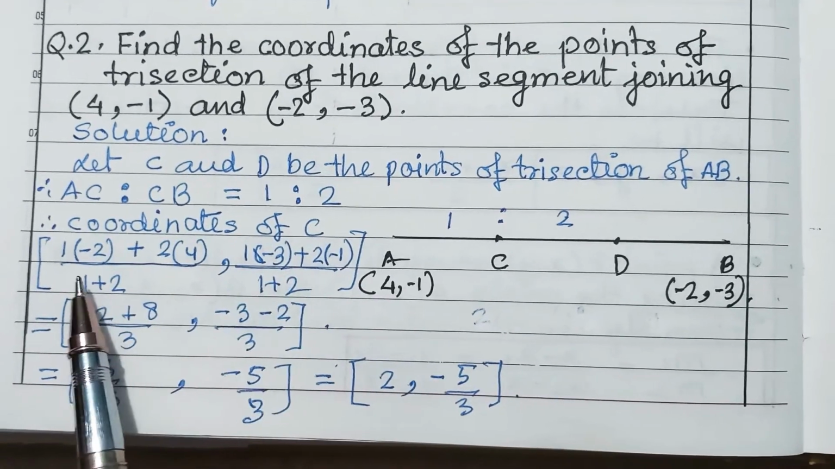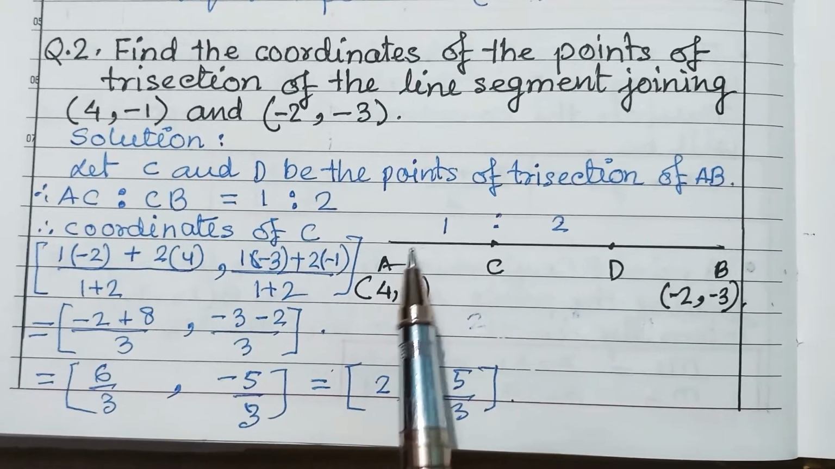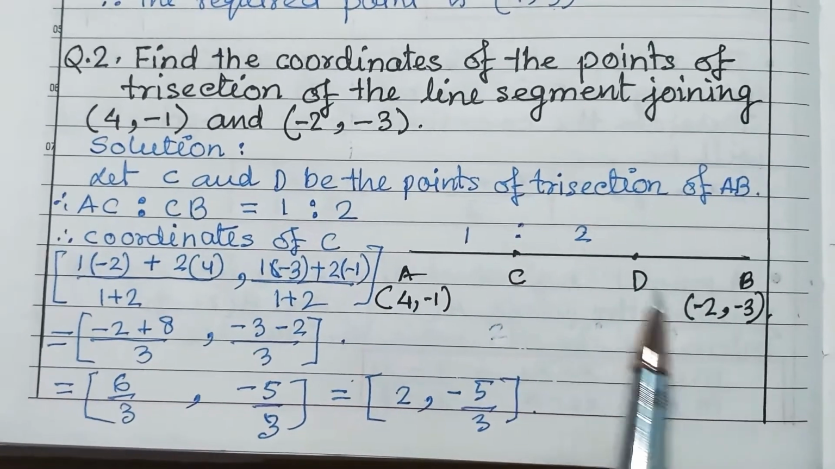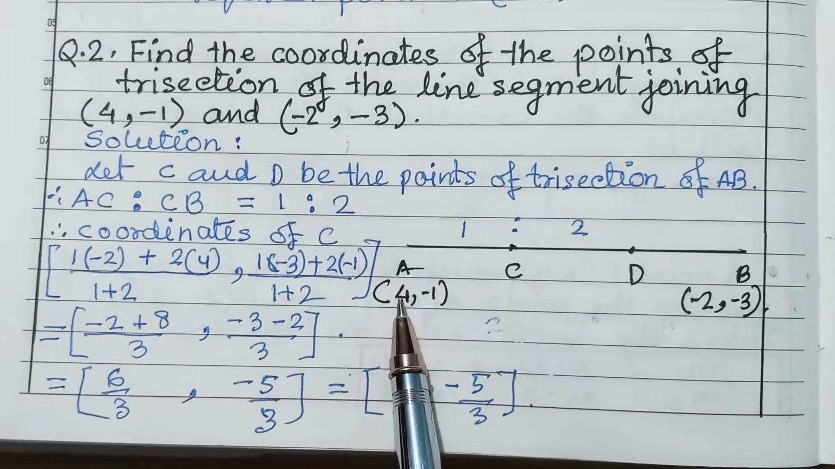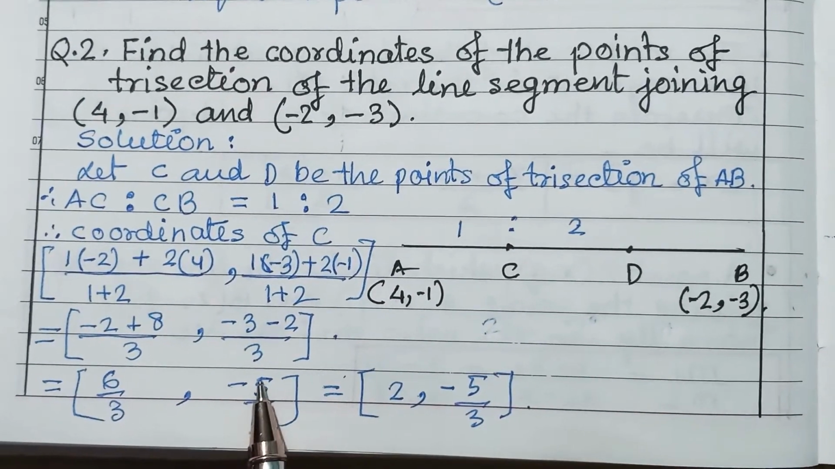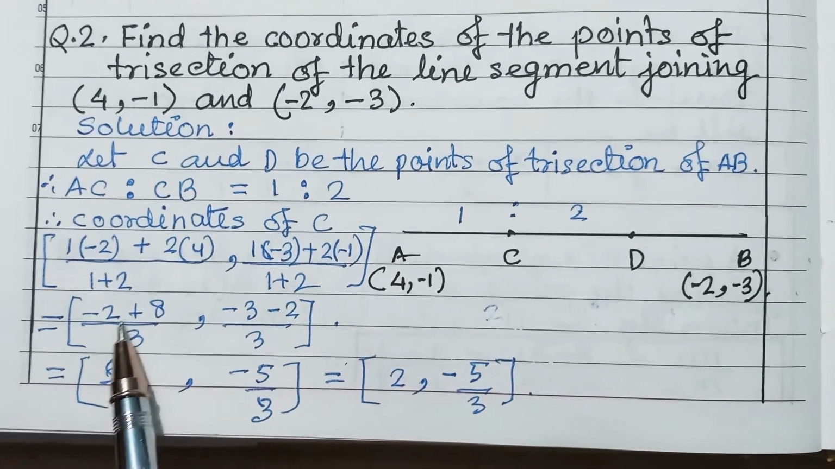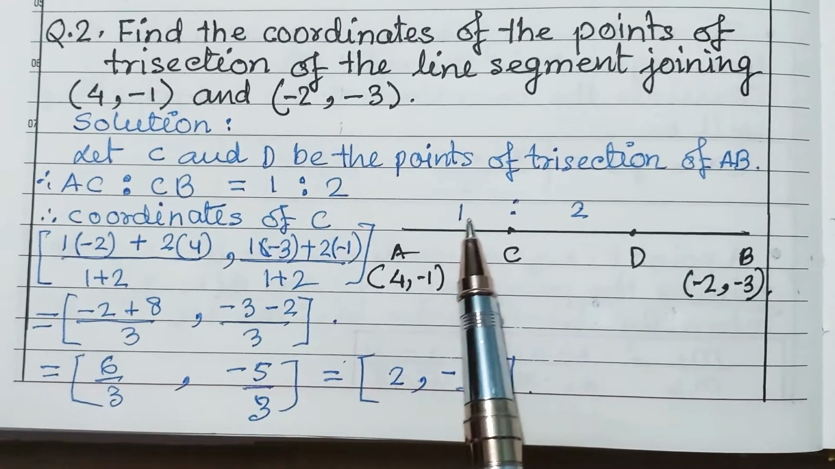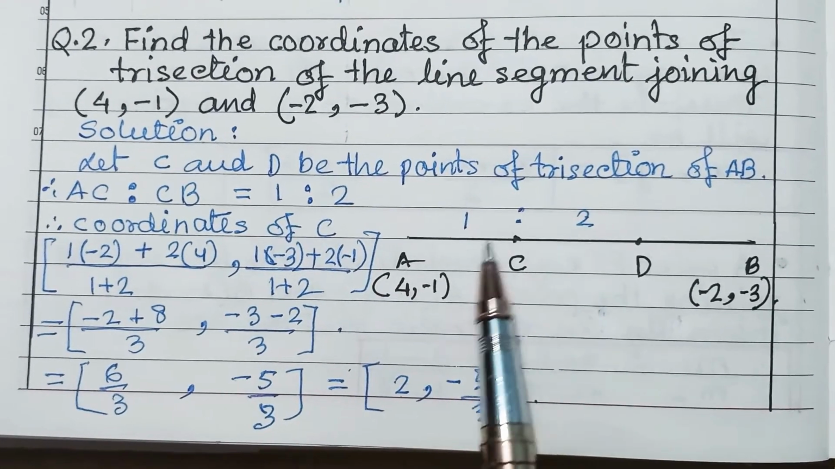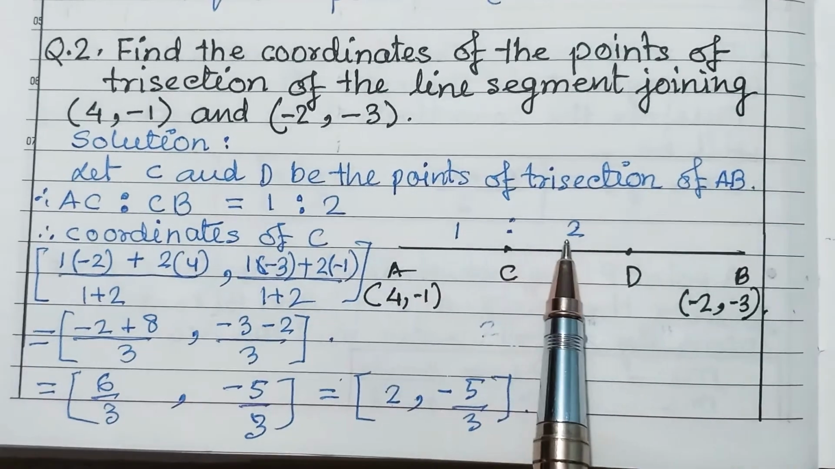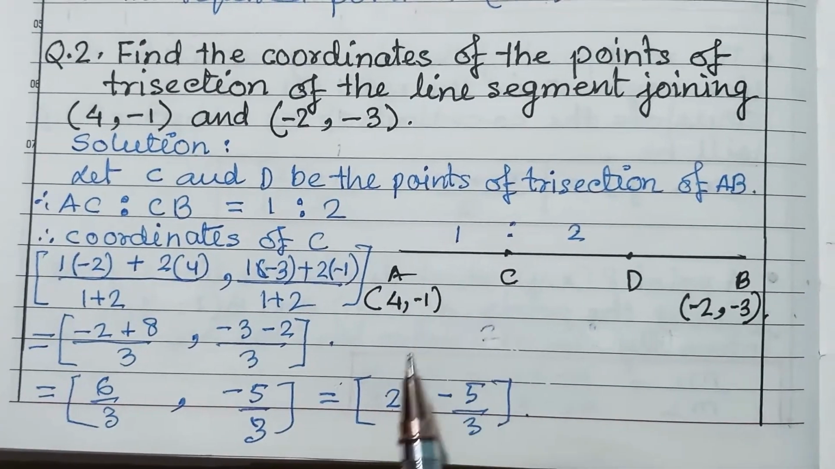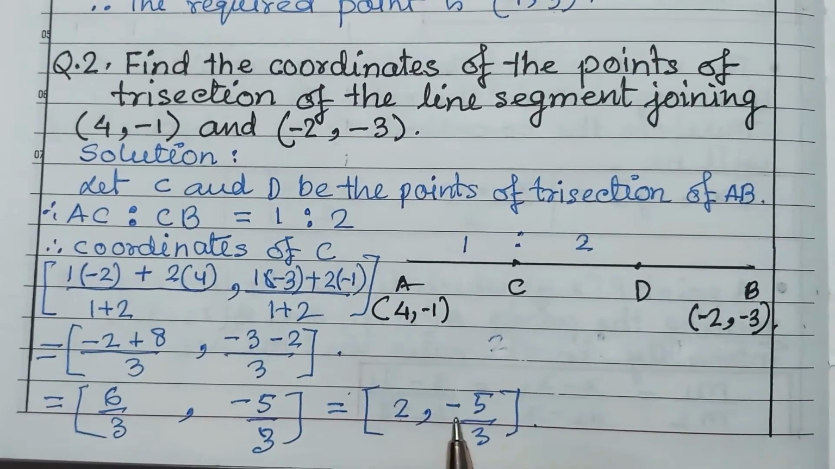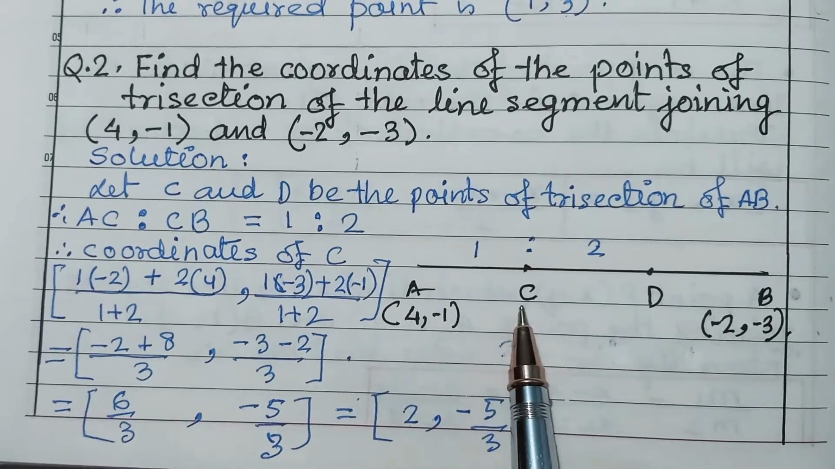So the coordinate of C is, now you check it, m1 x2 plus m2 x1 upon m1 plus m2. In this way it is coming 6 upon 3, that means 2. And y equals m1 y2 plus m2 y1 upon m1 plus m2, that is equal to minus 5 upon 3. So the coordinate is (2, minus 5 upon 3). It is the coordinate of C.